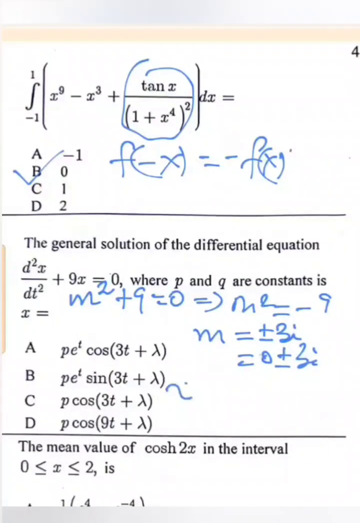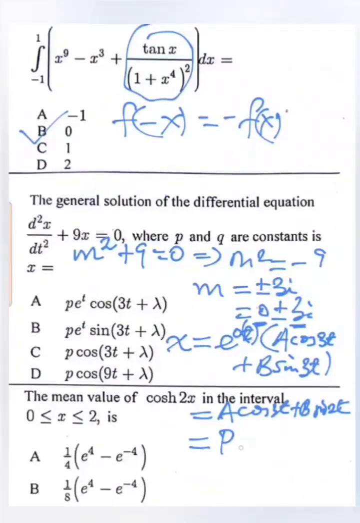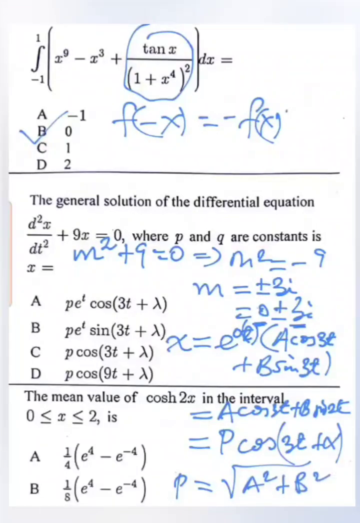So the general solution should then be x equals e to the real part there, which is 0 times t, into a cos the imaginary part there, which is 3t, plus b sine the imaginary part again, which is 3t. And that gives us e to the 0, which is 1, and we are left with a cos 3t plus b sine 3t, which we can express in harmonic form as a certain constant p cos(3t plus an acute angle alpha), where p is simply the root of a squared plus b squared. So this form corresponds to option C.